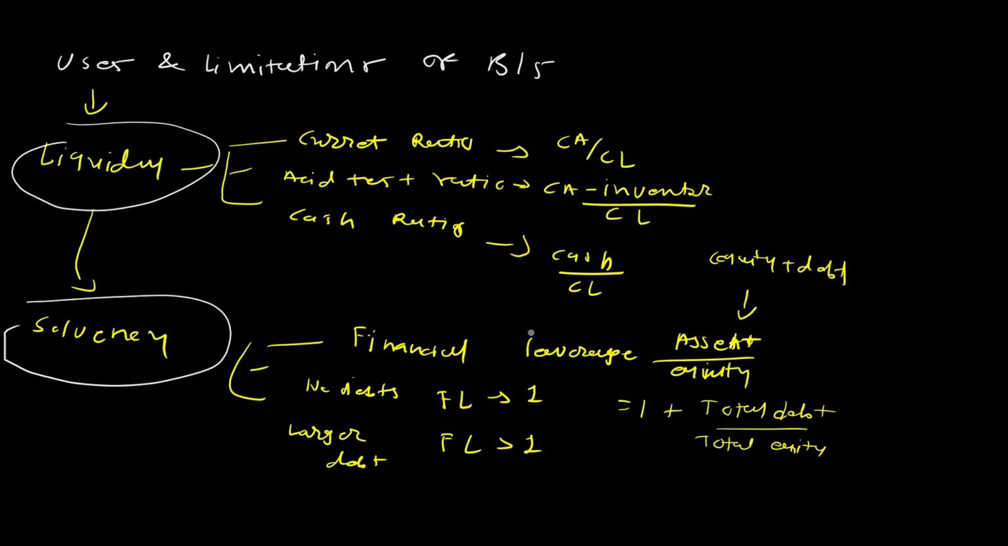And then the solvency of the firm is defined by the financial leverage. The financial leverage formula is asset divided by equity, or 1 plus total debt divided by equity. If financial leverage is 1 or less than 1, it's good. Financial leverage of 1 means no debt, and if the financial leverage is greater than 1, it means larger debt.